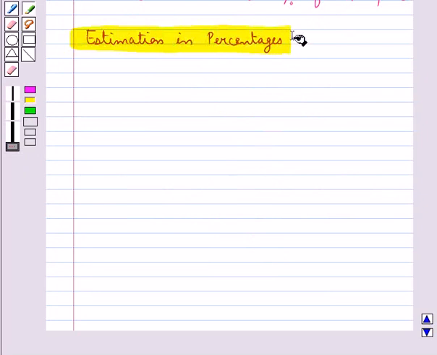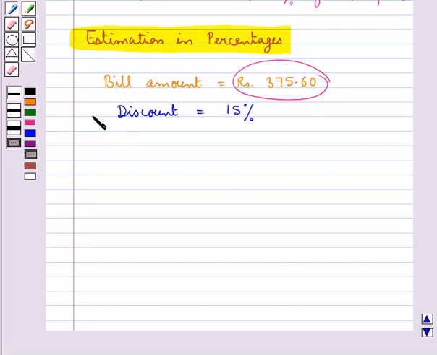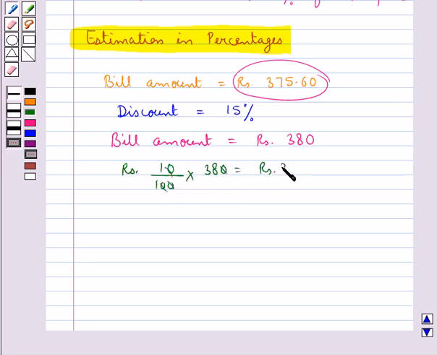Next, we have estimation percentages. Suppose that when we go for shopping, the bill amount that we get is rupees 375.60 and the shopkeeper gives us a discount of 15% on the total bill. Now let's estimate the amount that we need to pay at the shop. For that, first we need to round off this bill amount to nearest tens. So we get the bill amount is equal to rupees 380. Then we take 10% of this, that is rupees 10 upon 100 into 380 is equal to rupees 38.